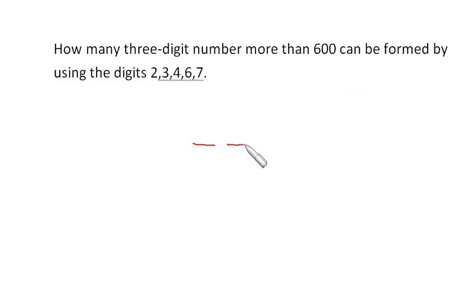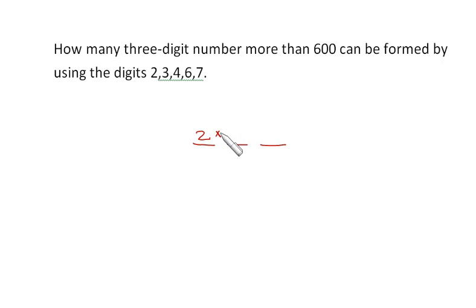So we have the 3 places, right? Now for the first place we have just 2 choices, that either number 6 or 7 can come, right? Because what we want is the numbers to be more than 600, right? So the first digit should be either 6 or 7. So we have 2 choices for the first digit, right?